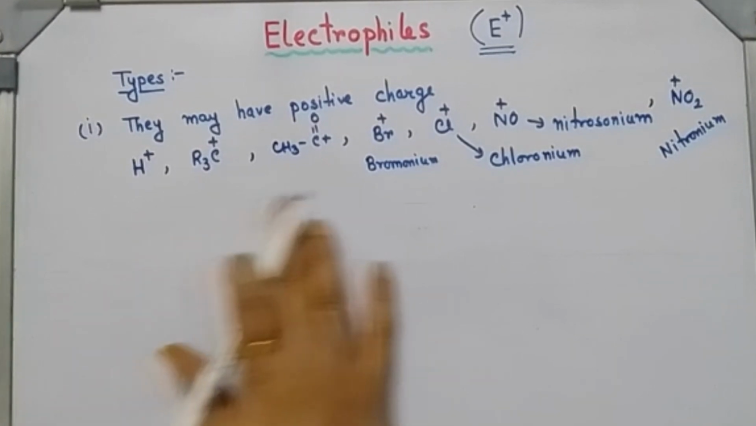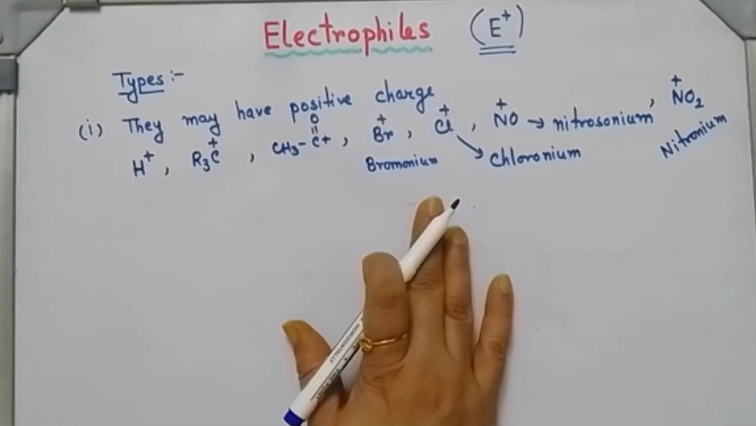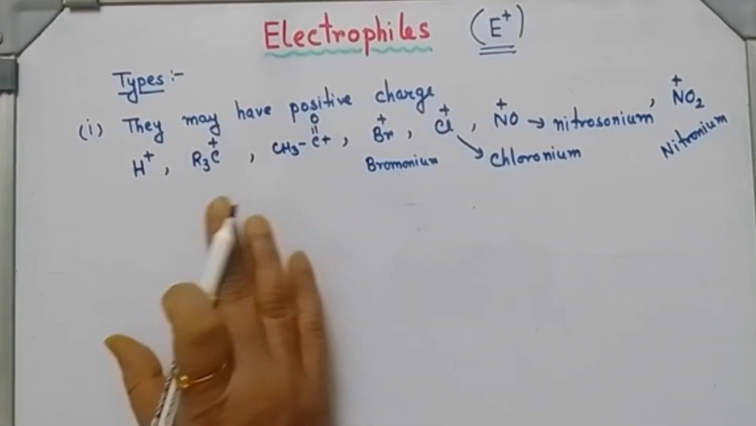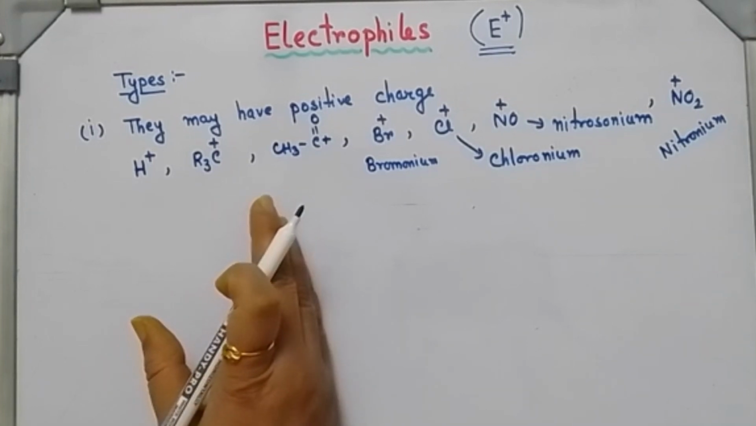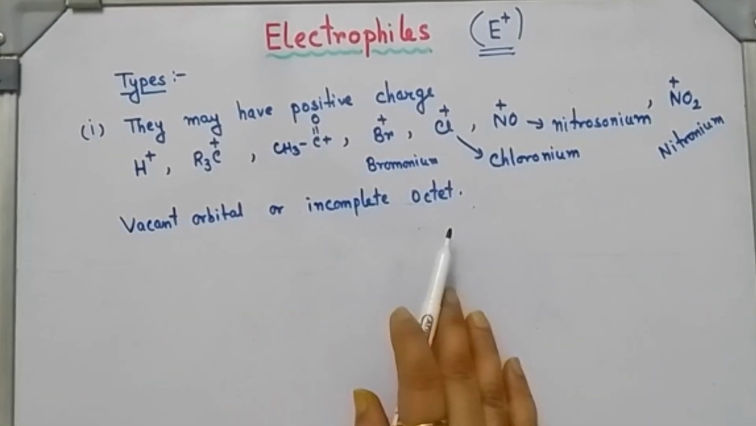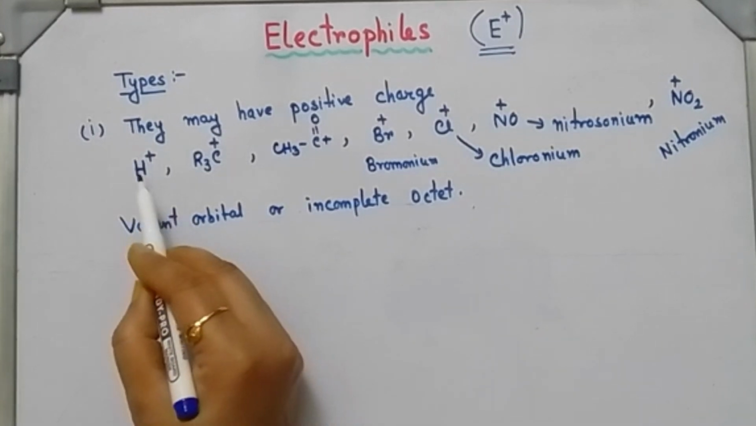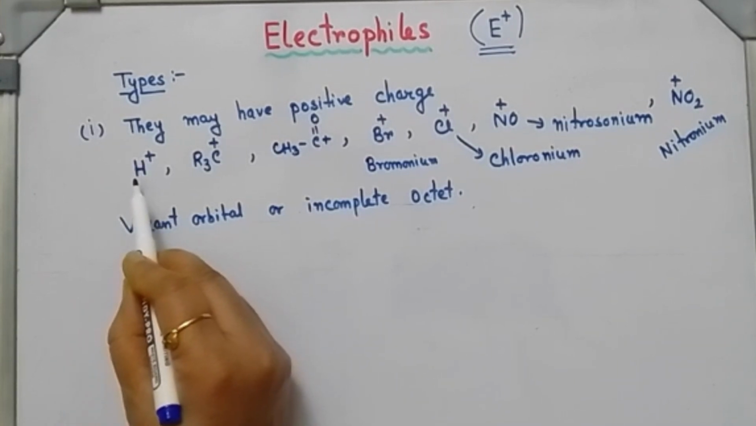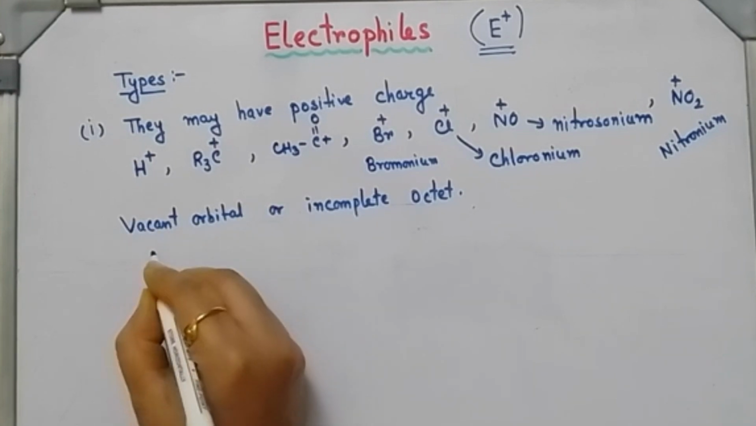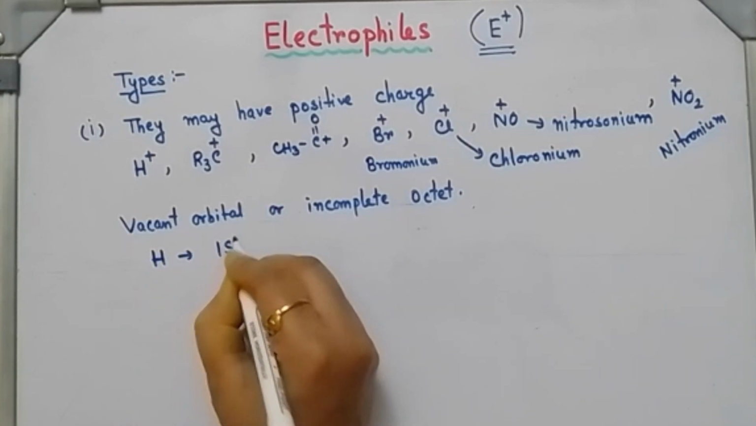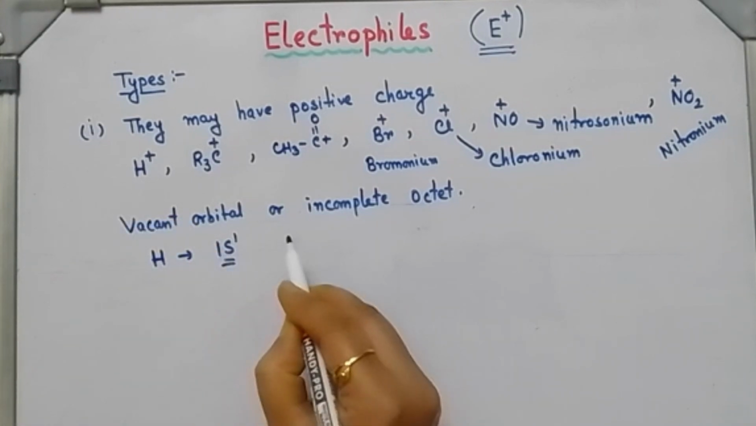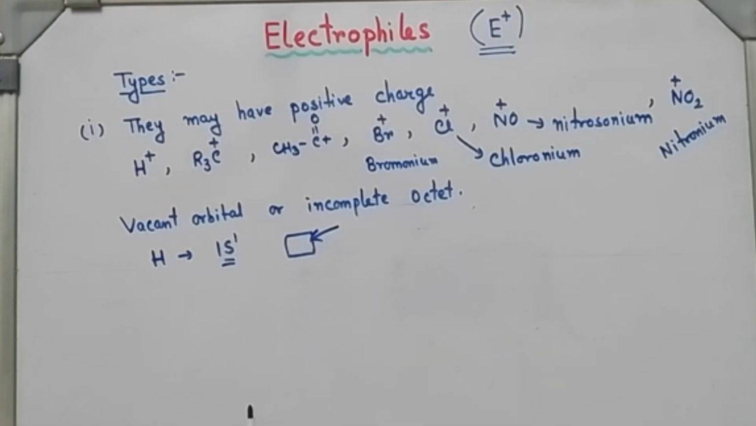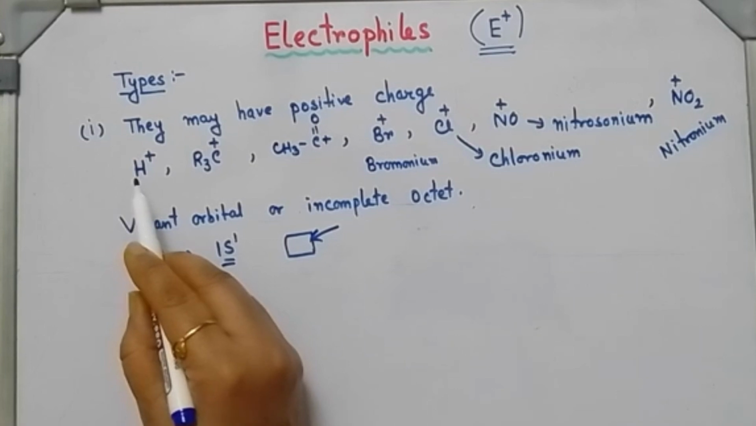Now remember, all positively charged species are not electrophile. To be an electrophile, the central atom should have positive charge and at the same time it should have vacant orbital or incomplete octet. Now one by one see, H plus, proton. Here positive charge is there and it is having vacant orbital. You know, hydrogen means its electronic configuration is 1s1, and for proton s orbital is vacant. So here it can take electrons.